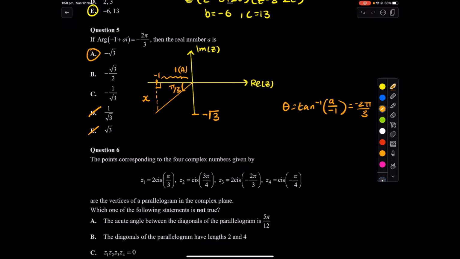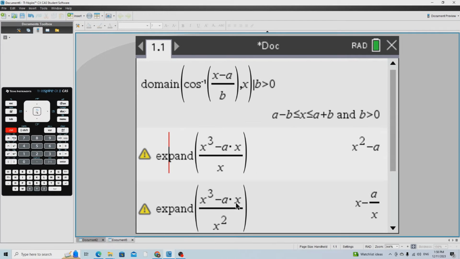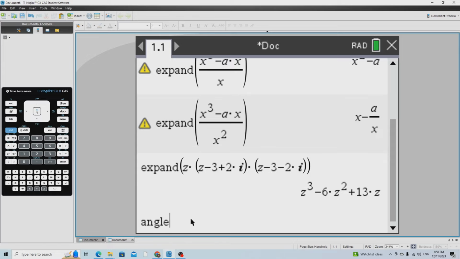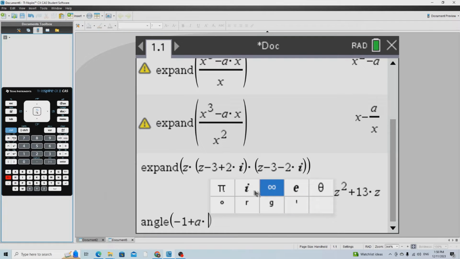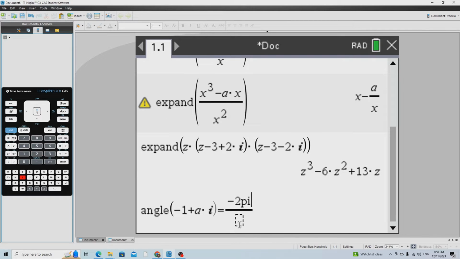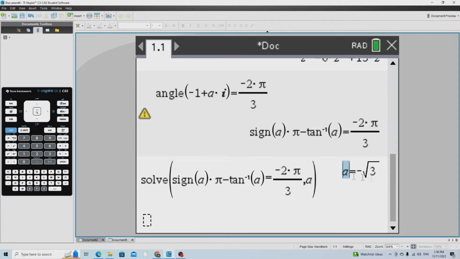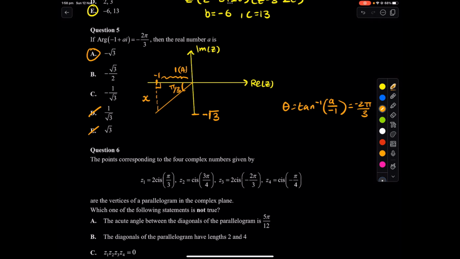So if I know that the angle of, in other words your argument, of -1 plus A times i should equal -2 pi over 3, I can just solve for the answer, comma A. Beautiful. A equals -√3.